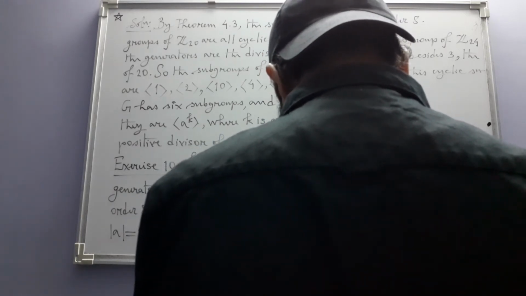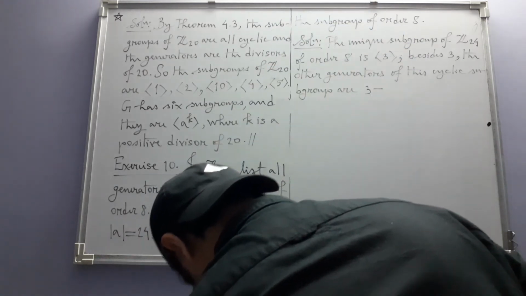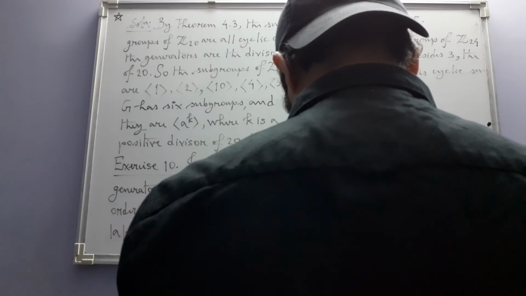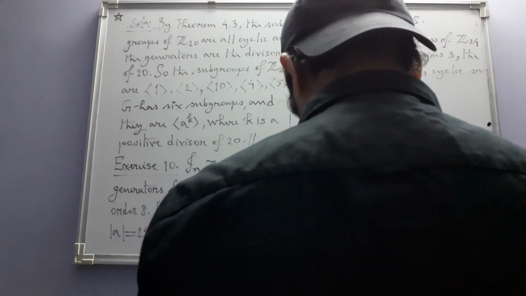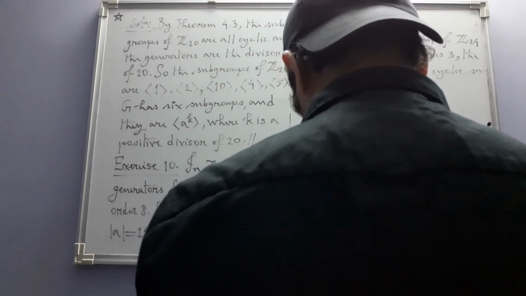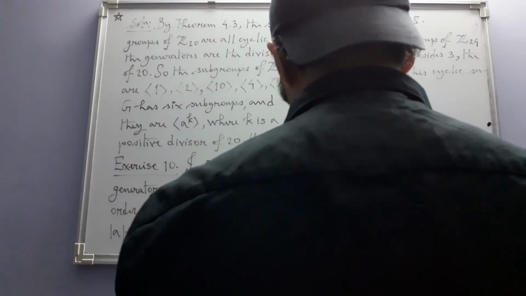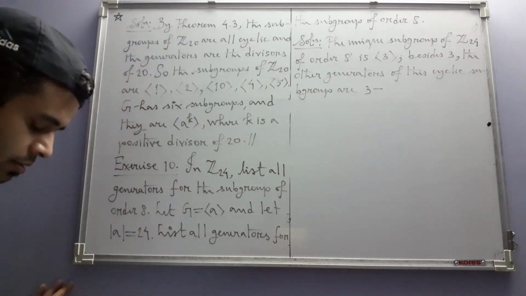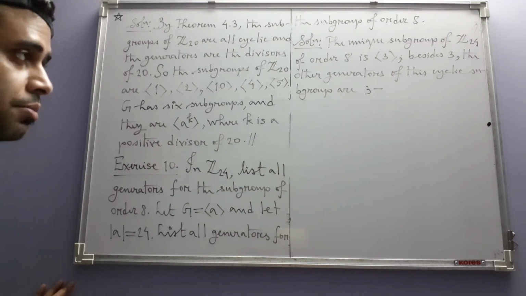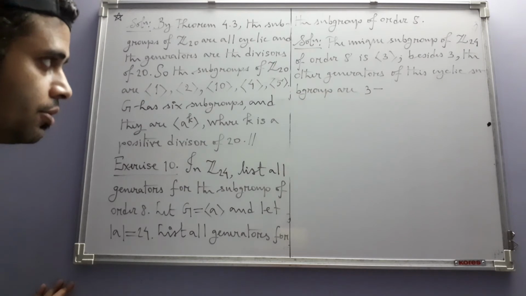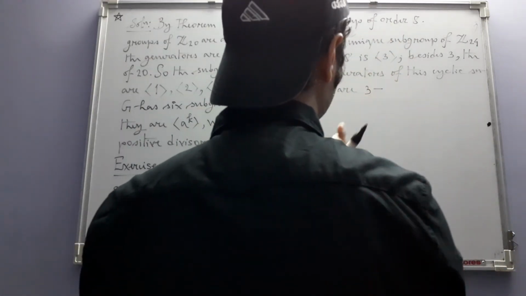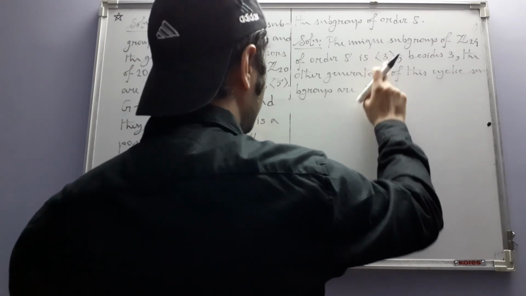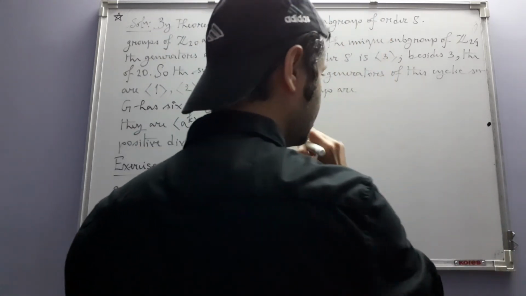Will it have to be relatively prime to 8 or relatively prime to 24? Now they have to be relatively prime to 8. Am I again getting confused between addition modulo 24 and multiplication modulo 24? So one of the generators is 3. Okay. Let me just write what I have written here and then we will verify.